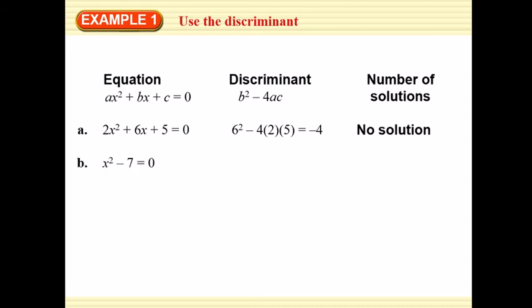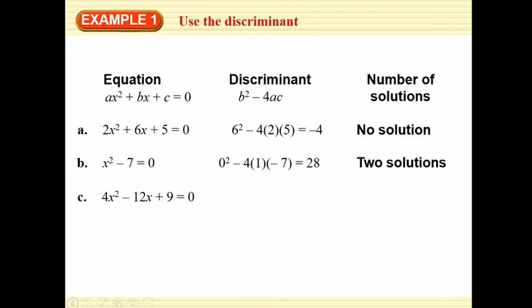Alright, x squared minus 7 equals 0. This one's a little bit tricky. I know what my a value is, so is b 7? B is not that negative 7. That's actually c, so what's b? B is 0. So I have 0 squared minus 4 times 1 times negative 7, which equals a positive 28. So that means 2 solutions.